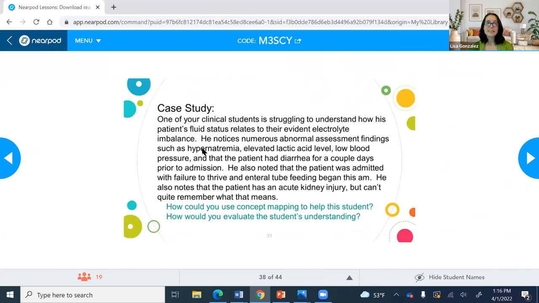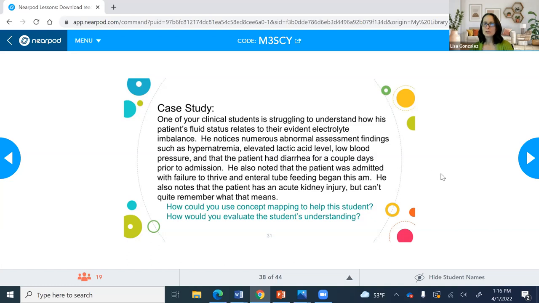Okay, so now what I'd like to do is go into breakout rooms for just a few minutes and have a case study and have us talk about, this is your case study. So here's your student example. And then talk about how could you use concept mapping to help the student? How could you evaluate the student's understanding?